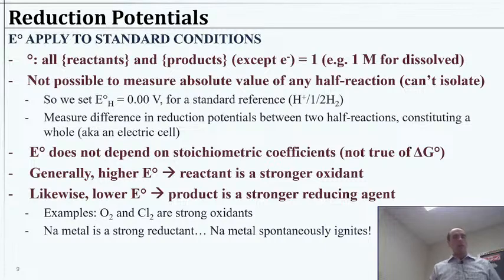I already talked ahead of myself on this stuff. So we can't measure each one individually. So we set the standard potential for hydrogen at 0. And then we measure the difference in reference to that, and we can get everything else. This electrical potential does not depend on the stoichiometry, which is not true for the Gibbs free energy.